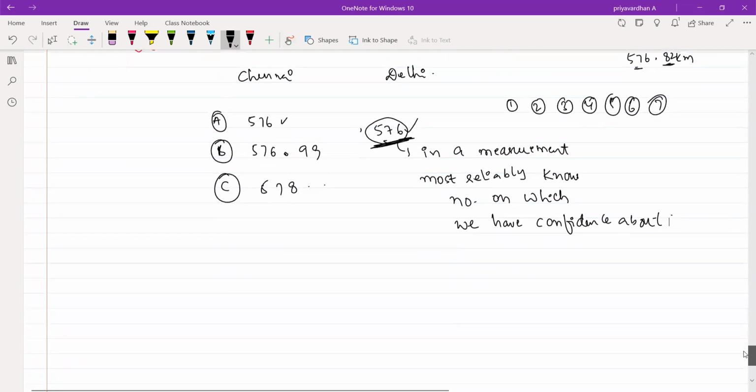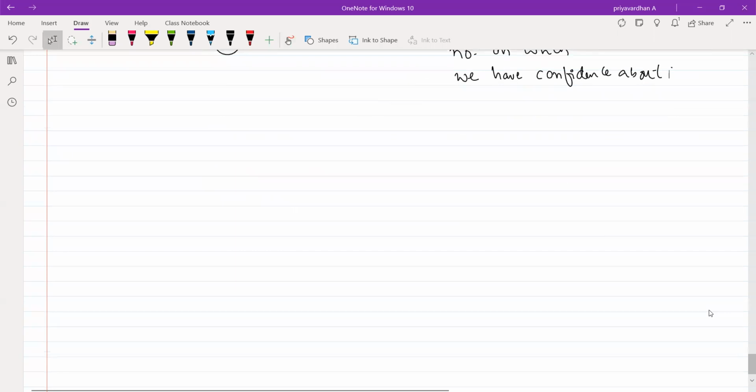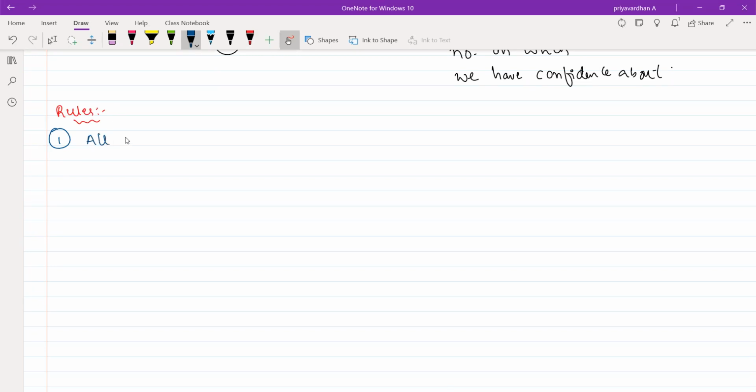Let me go for small rules based on it. So when can we say that this is certain, and when can we say that this is uncertain? We'll go for rules for significant figures. So we'll mark it as rule 1. Assume that you have non-zero digits. All non-zero digits are always significant.